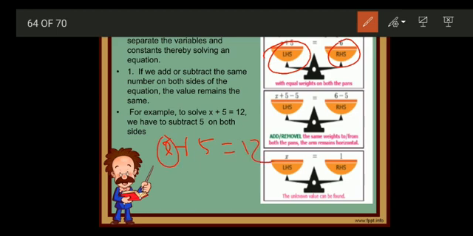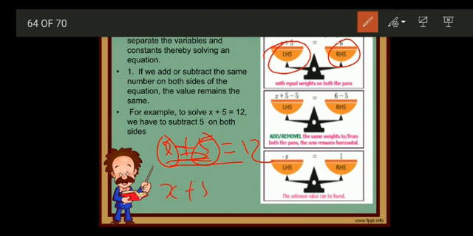So we have to remove this 5 from this side. Here this 5 is in addition. So how to remove this 5? When you subtract 5, you will get only x on the LHS. So what you have to do is subtract 5 on both sides.